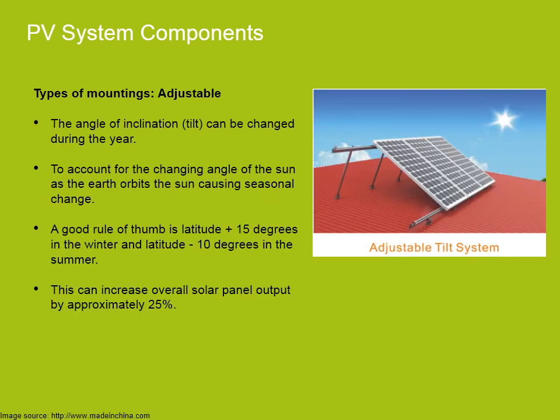Adjustable mountings allow you to manually adjust the angle of inclination of a solar array to respond to the sun's position. This will account for the lower angle of the sun in winter and the higher angle in summer, as the Earth orbits the sun, causing seasonal change. A good rule of thumb to determine the optimal angle is latitude plus 15 degrees in the winter and latitude minus 10 degrees in the summer. Generally, you would do this for the winter position in about mid-March and back to a summer position in mid-October. This can increase overall solar panel output by approximately 25%.